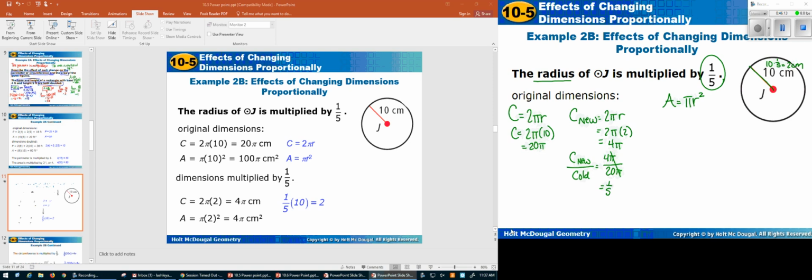So we changed one dimension, but because a circle only has one dimension, it goes in all directions. That radius changes everything. When we changed that one dimension, it had the same impact on the circumference because it really changed all the dimensions. Does that make sense? The same thing would happen if we were looking at the equilateral triangle. If we change just the side length, it's going to change all the side lengths. So it's going to change all the dimensions. So it's going to have the same impact on the perimeter. Okay? So we would say the circumference is multiplied by what? 1/5.